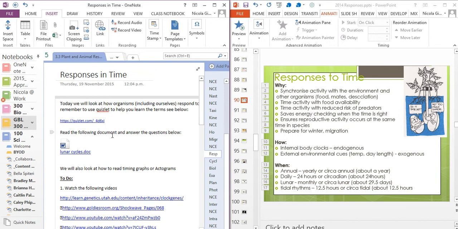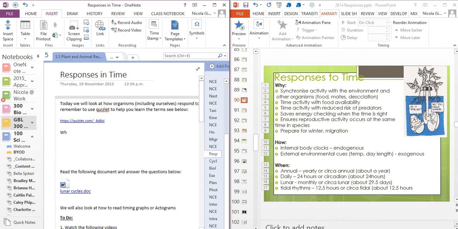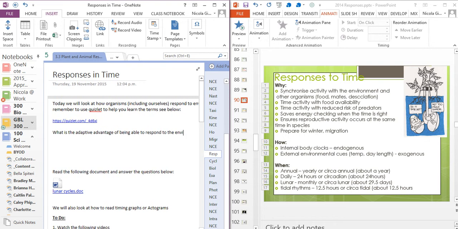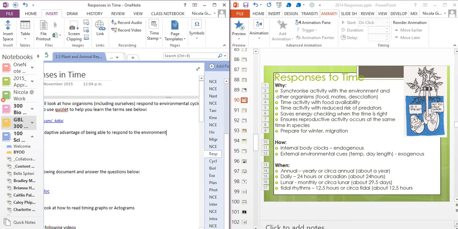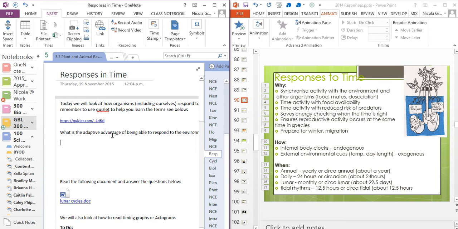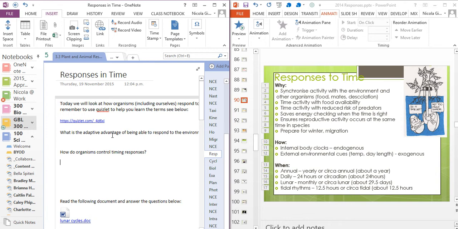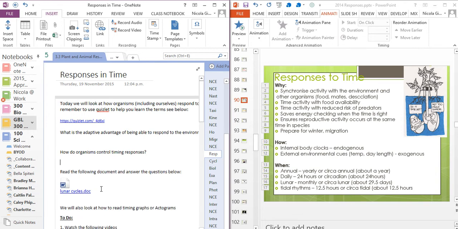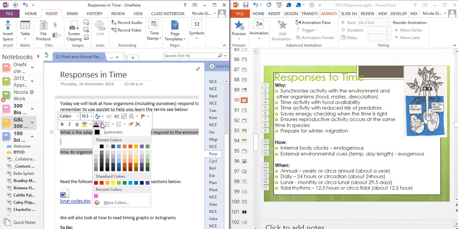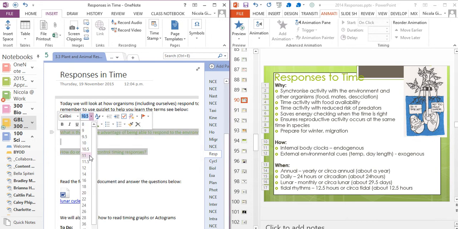Okay, so here we go in here. So what is the adaptive advantage of being able to respond to the environment? And how do organisms control timing responses? And then the bottom part really is just looking at the definitions. So let's just put these in green so that you don't miss them, because we would hate for you to miss those questions, wouldn't we? And let's just make it a bit bigger.